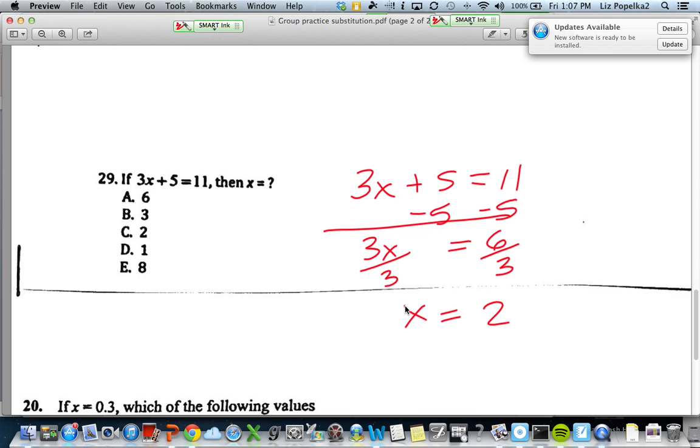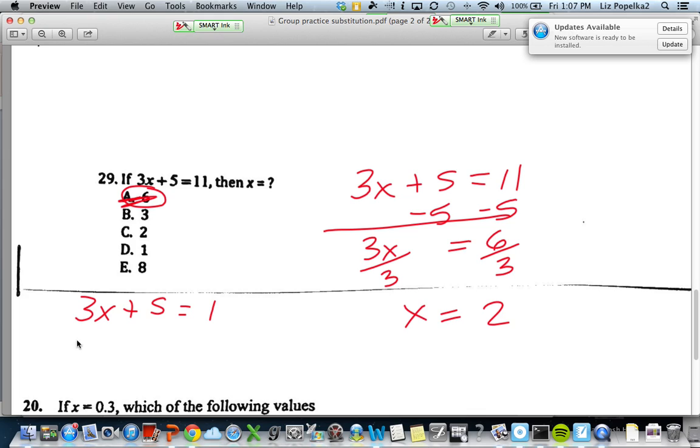Let's say we've forgotten how to solve equations, though. You can still use substitution. So let's say I take a guess that 6 is the right answer. So instead of doing 3 times x, I'm going to do 3 times 6. 3 times 6 is 18. 18 plus 5, well, that's 23, not 11, like I want on one side. So that one is out.